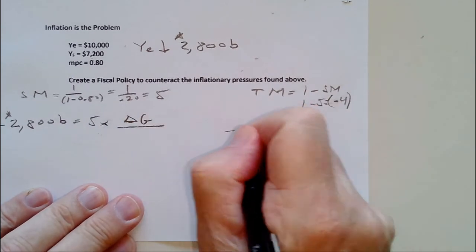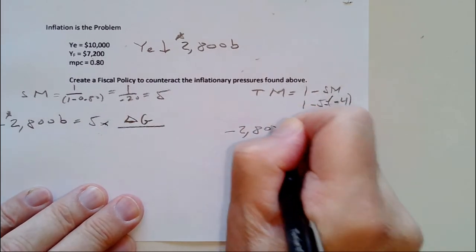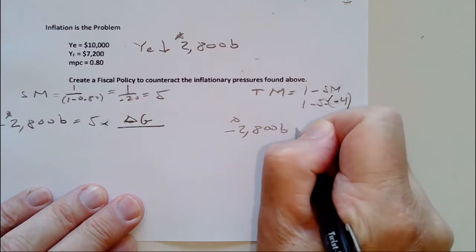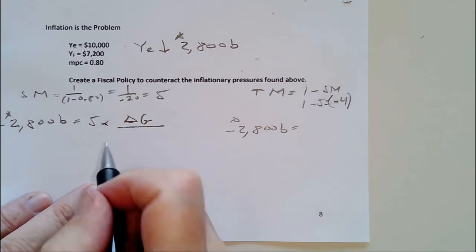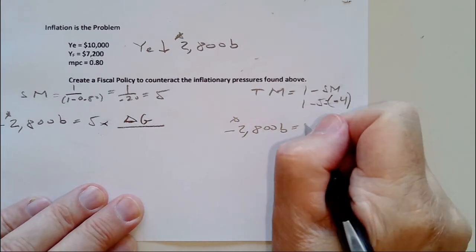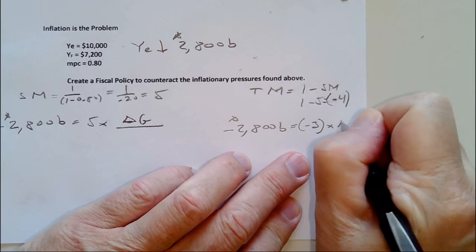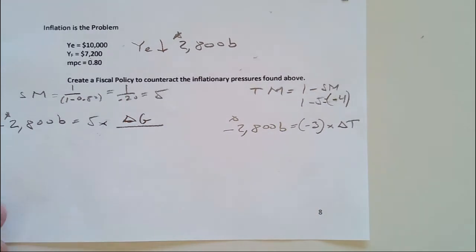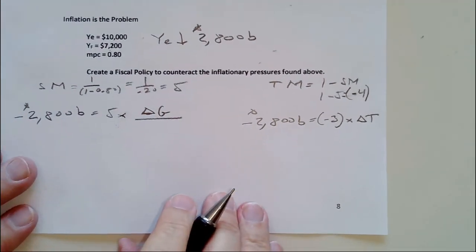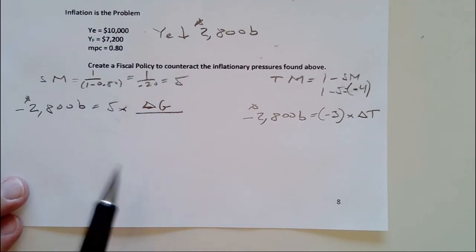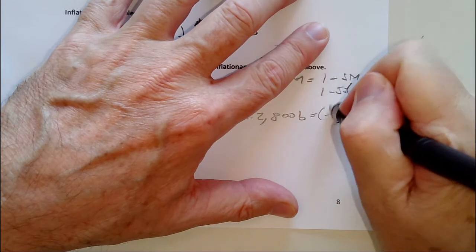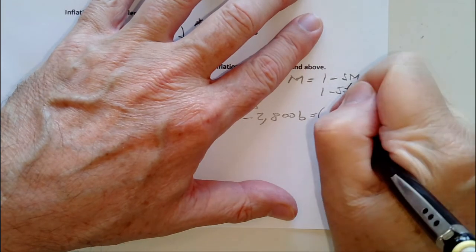Over here, we want the same $2,800 billion. We're going to use a spending multiplier on the left side. We're going to use a tax multiplier on the right side. It would be negative 4 times our change in taxes. So two calculations.